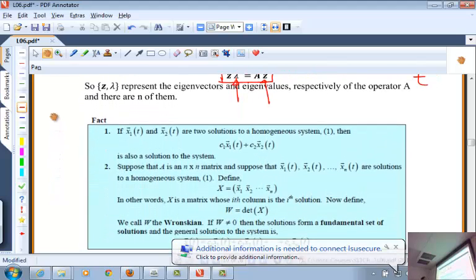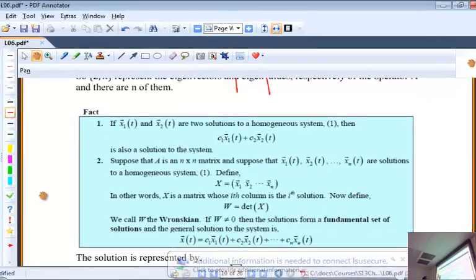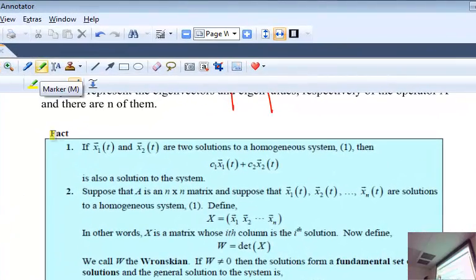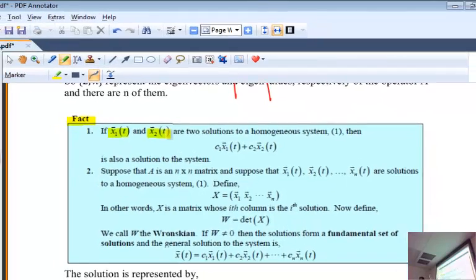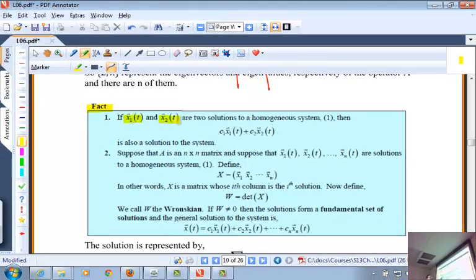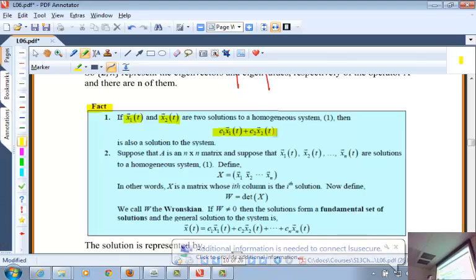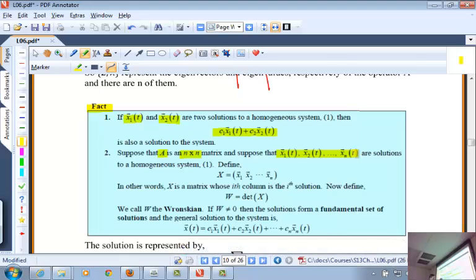Again, I took this from Wikipedia, so these are stated as facts. If I have two solutions, x1 and x2, that satisfy the differential equation, a linear combination of them will also satisfy that differential equation. And if you have A as an n by n matrix, then there will be n eigenvectors and n eigenvalues. So your solution would be a linear combination of all of them.